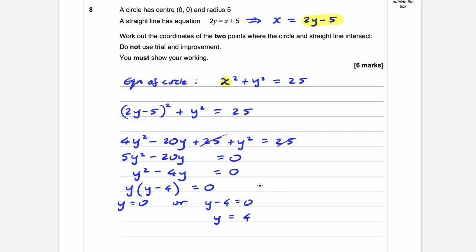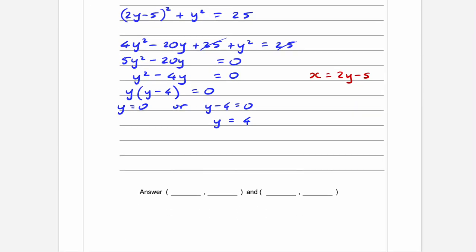Okay, now we know x is 2y minus 5. Let's write that here. x equals 2y minus 5. So here, x equals 2 times 0 minus 5, or just minus 5. And here, x is 2 times 4 minus 5, which is 8 minus 5, which is equal to 3. So this coordinate is (minus 5, 0), and this coordinate is (3, 4).